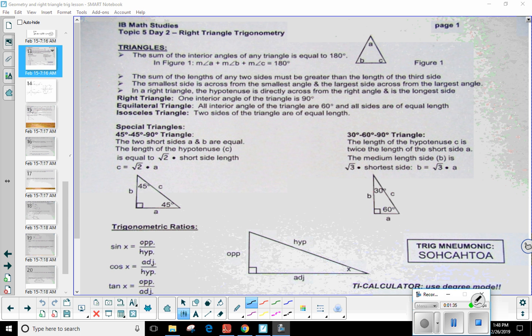Right triangle, one interior angle of the triangle is 90 degrees. Equilateral, all interior angles of the triangle are 60 degrees and all sides are of equal length. Isosceles triangle, two sides of a triangle are of equal length. So what do we call it if all of the angles are the same in any figure? Now, equilateral is all side lengths are the same. Equiangular. Now, it's not on here, and it's not going to be tested in IB, but just to see if you remember it, what do we call a figure that is both equilateral and equiangular? Starts with an R. We call those regular figures.